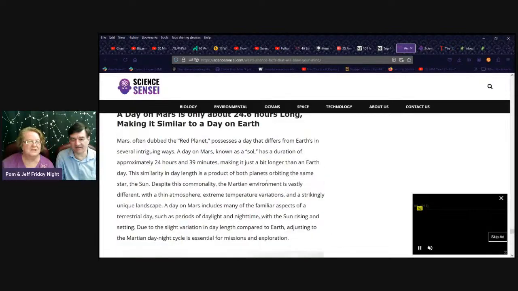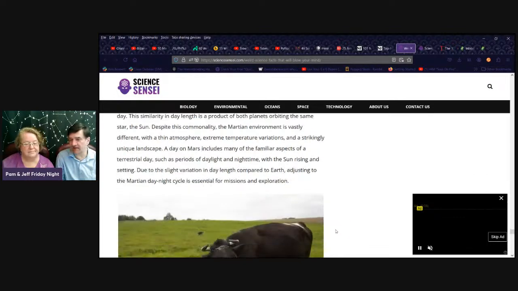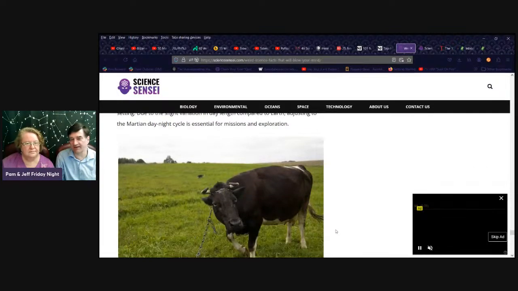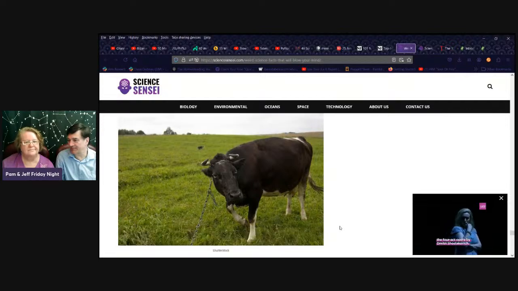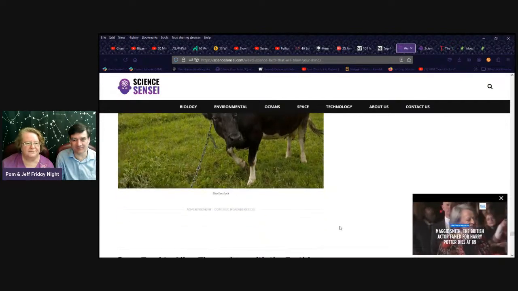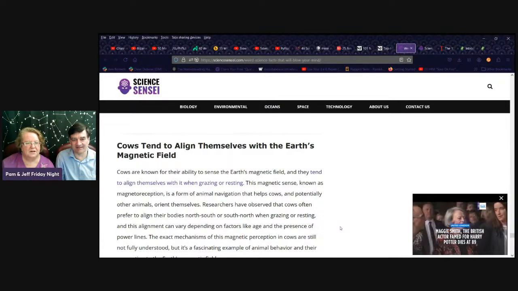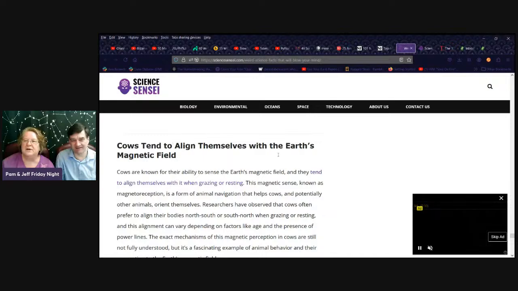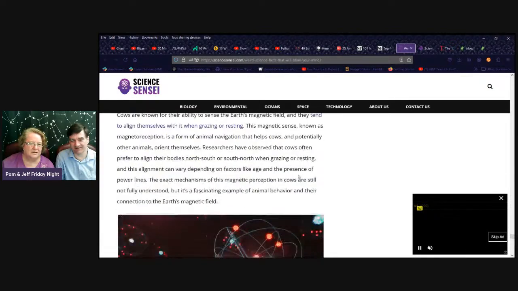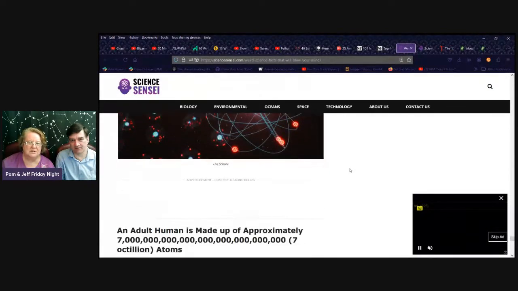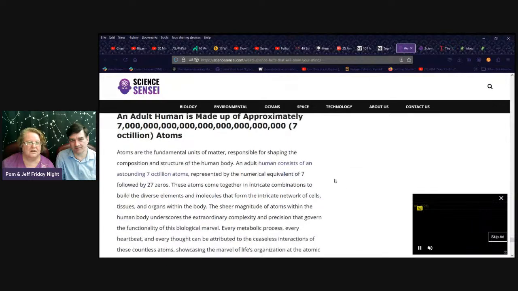They call them a sol. Known as a sol. Yeah. People can adjust to it fairly easily. It then just makes the conversion between Earth date and Mars date. Yeah. That's the hard part. There was something about cows making friends in here too somewhere. Yeah. But there's a lot of animals that do the magnetism thing.